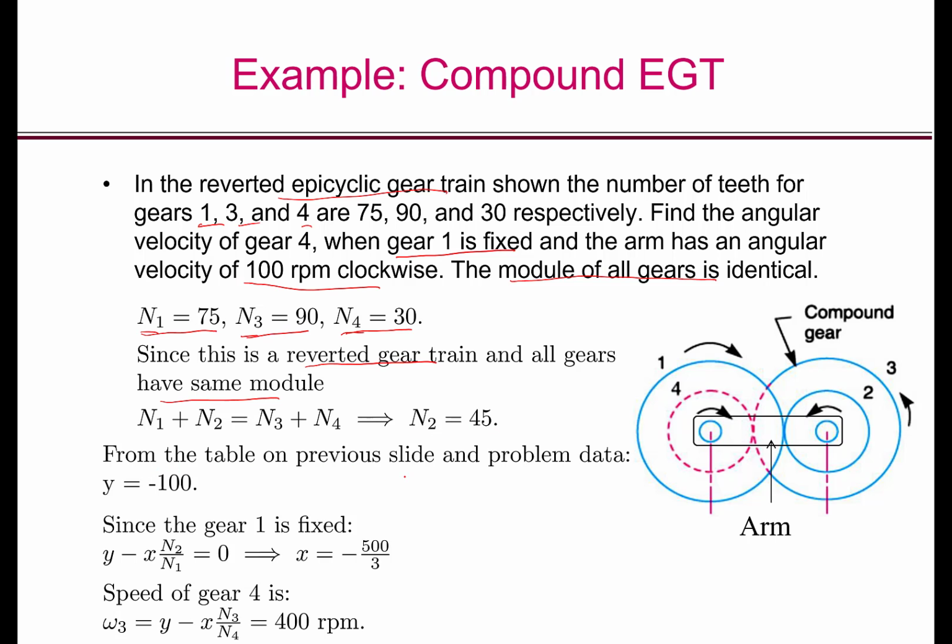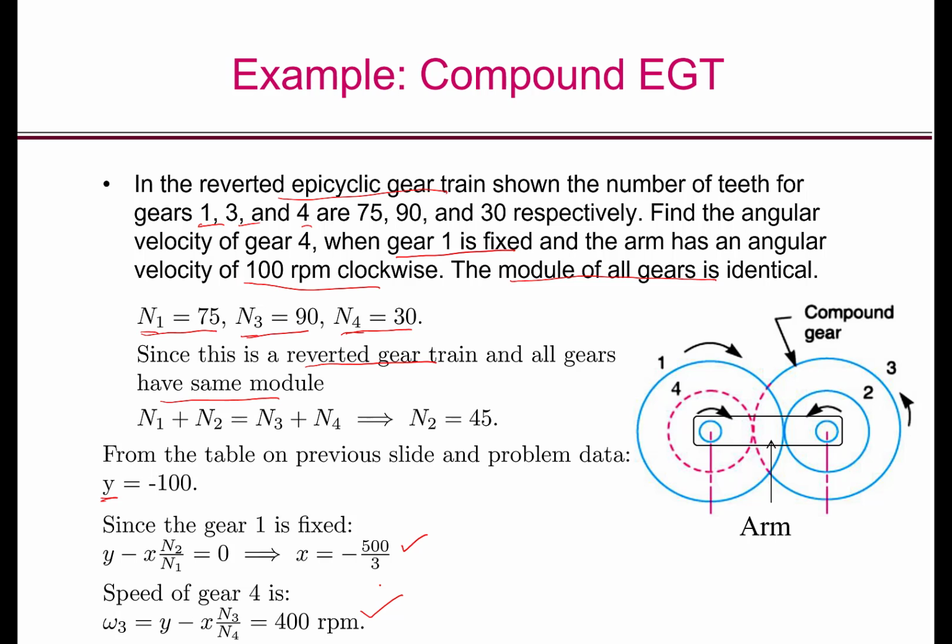Now from the table on the previous slide and the problem data, y is equal to minus 100 because y was the motion of the arm. Since gear 1 is fixed, y minus x times N2 by N1, which was the motion of gear 1 in the previous slide, is equal to 0. So from here we can compute x, which comes out to be minus 500 by 3. And then the speed of gear 4 is y minus x N3 by N4, which is 400 rpm. So you can see how the same procedure can be used to analyze the reverted epicyclic gear train as well as the simple epicyclic gear train.